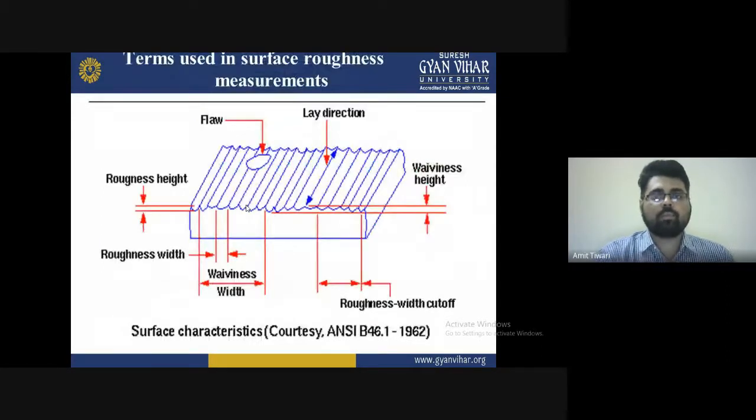It is most important to understand the terms used in surface roughness measurement while studying surface roughness. These terms are: surface roughness height, flow, lay direction, waviness height, roughness width cutoff, waviness width, and roughness width. These are all the terms related to surface roughness measurement.